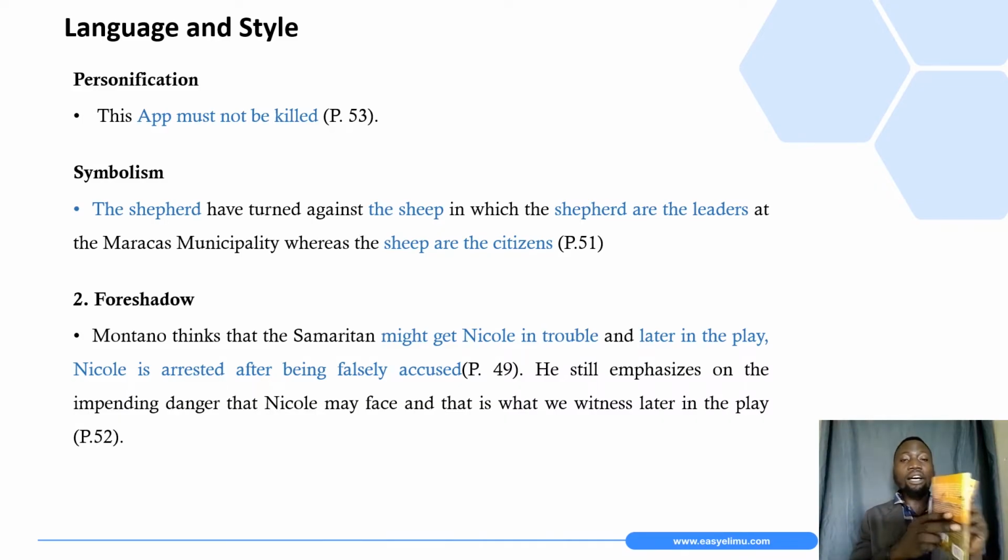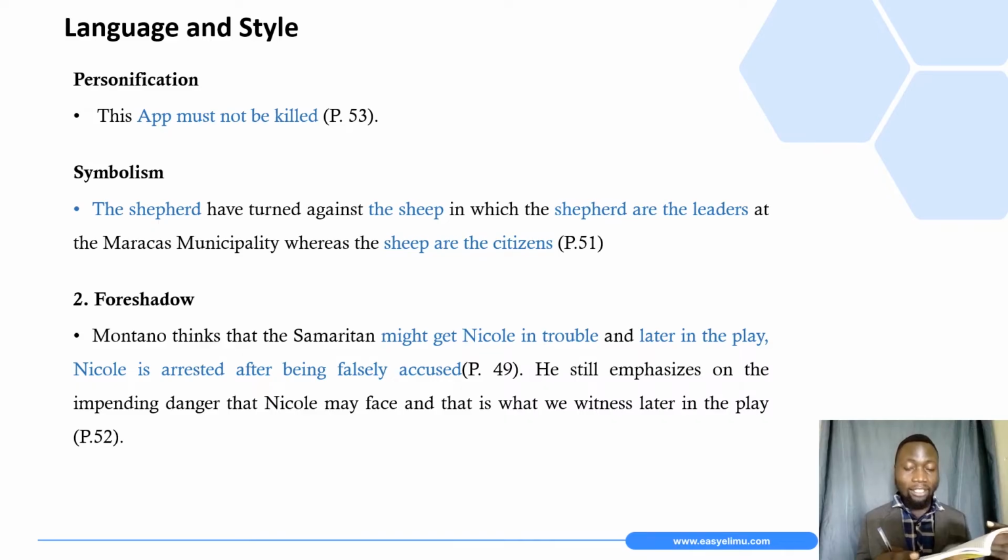So on page 53, dear students, we are told that this app must not be killed. That is when Nicole, the ethics and innovation teacher, tries to encourage the two students, Alvita and Montano, to continue pursuing the app. So we know what she meant when she said that the app must not be killed.